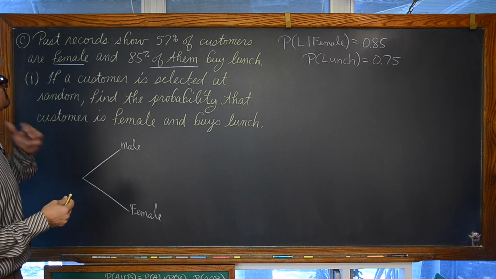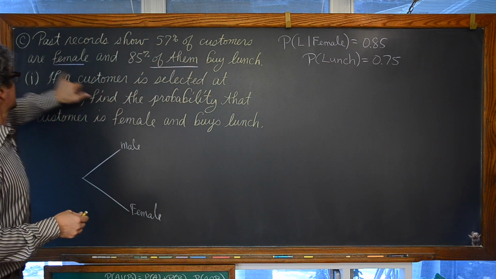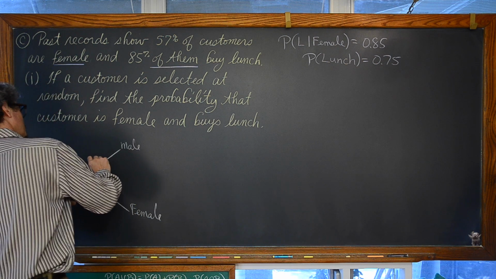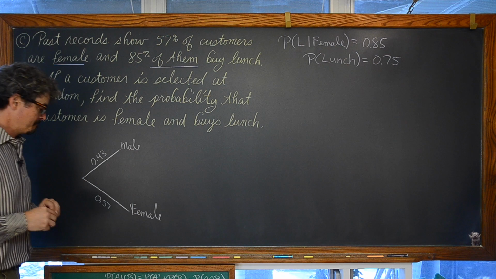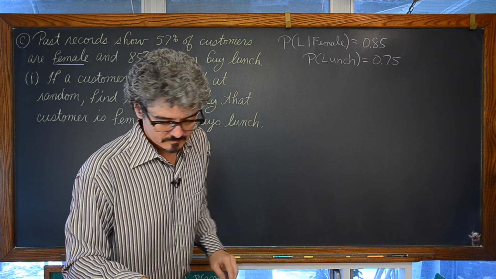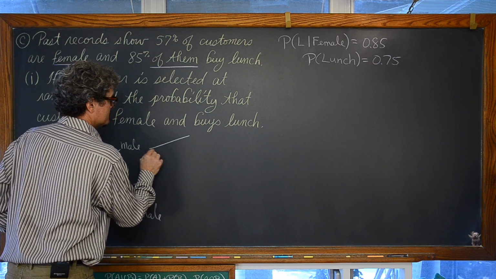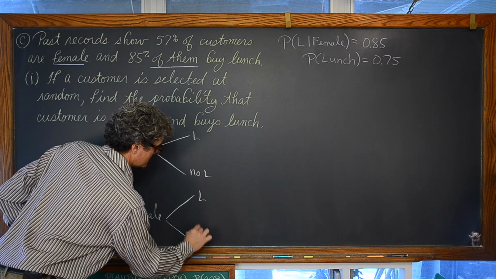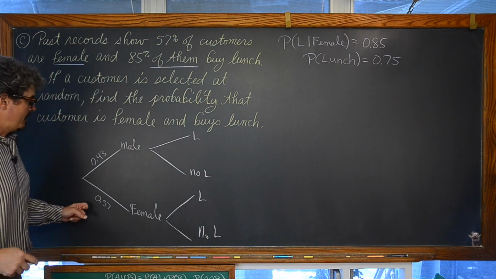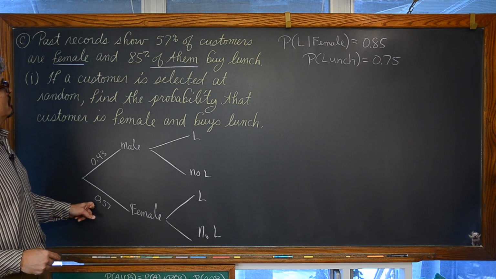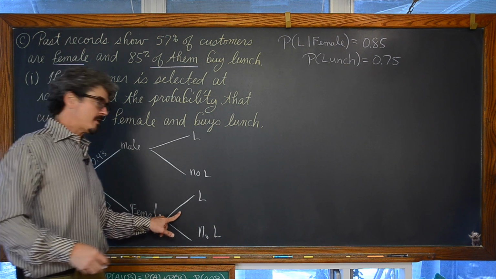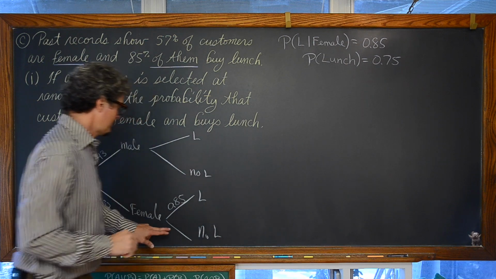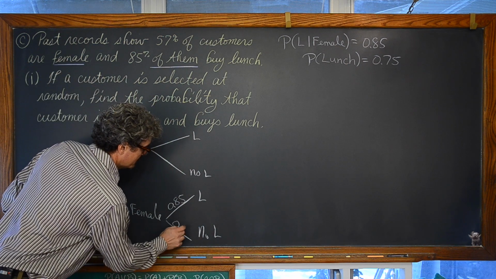And then we know that past records show that 57% of the customers are female, so we're going to put this in as 0.57. That means that this branch is 0.43. And then from there, we're going to look at whether they bought lunch or no lunch. If the person who came in was female, then the probability of them buying lunch is 0.85, and the probability of them not buying lunch is 0.15.